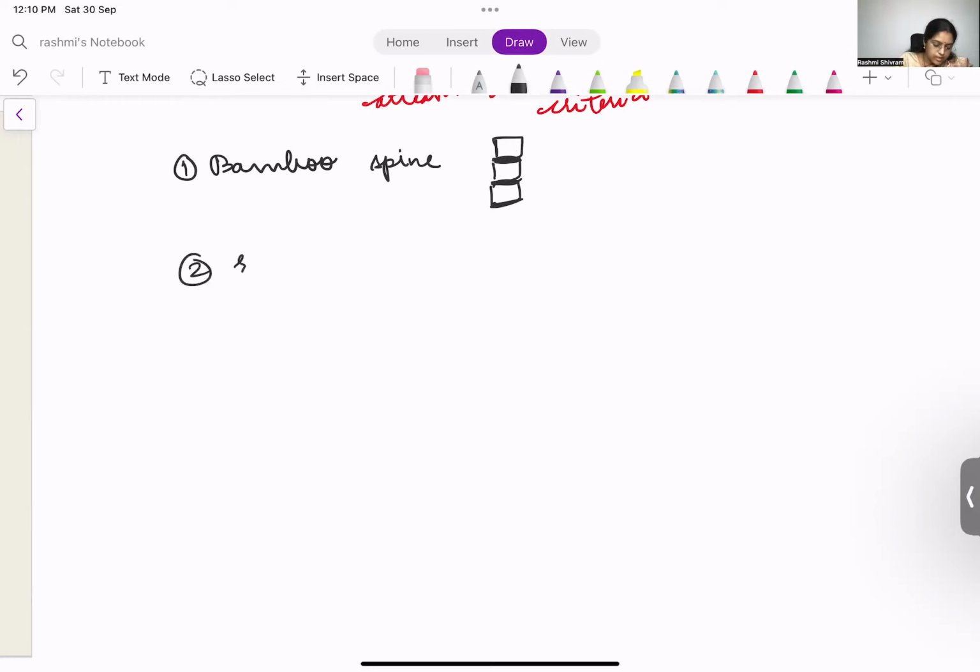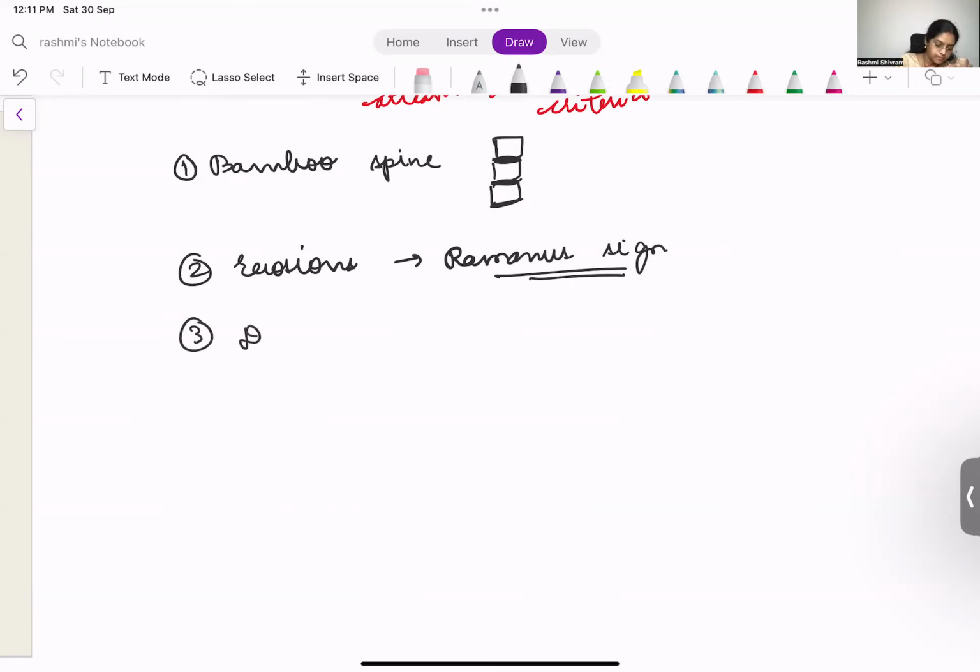Next one. There are some erosions which are named, which is Romanus sign. Okay, this you must remember, Romanus sign. This can be asked as an MCQ. So Romanus sign: these are erosions on the bone which are seen in ankylosing spondylitis.